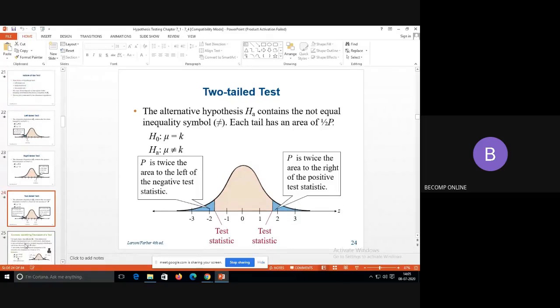The third kind of test is not equal to. If you have the not equal to symbol in your alternative hypothesis, then we get a two-tailed test. That means your mean value may be less than, or it may be greater than. That's why the p area occurs on both sides of the bell-shaped, or normal distribution, curve. That's why this test is referred to as a two-tailed test.